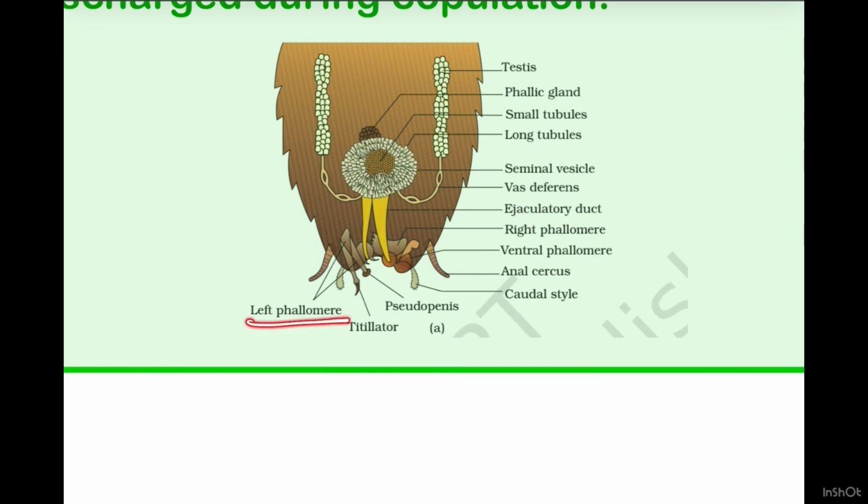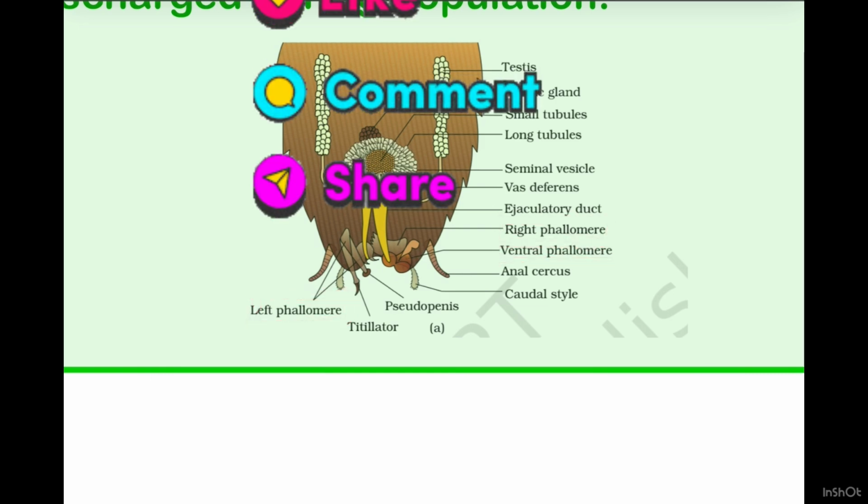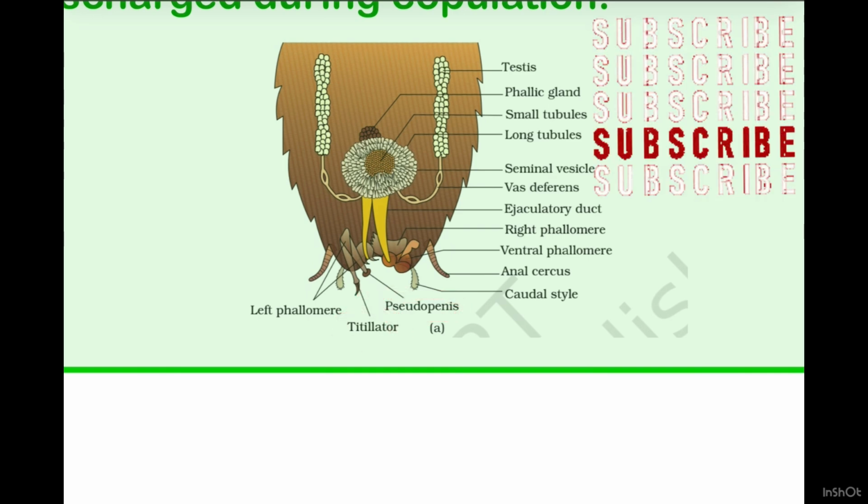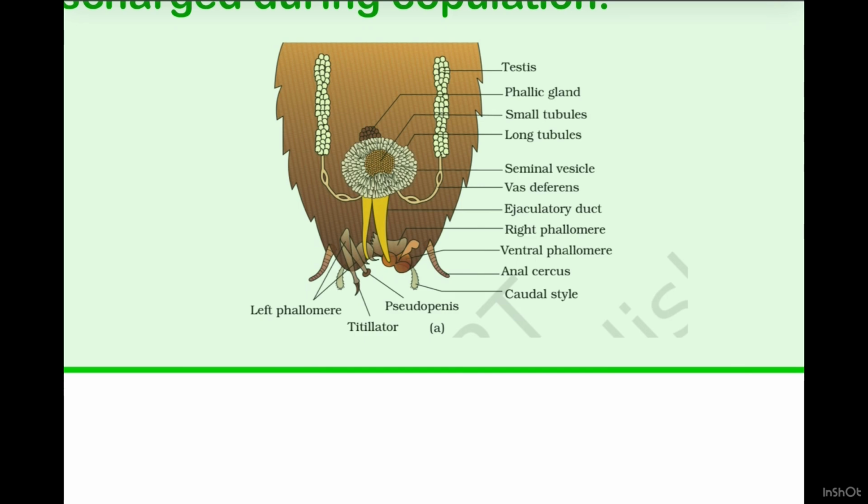Now we can see the left phallomere, ventral phallomere, and right phallomere, three are there. The left phallomere consists of the titillator and pseudopenis. Diagram based question: titillator and pseudopenis will be present at the left phallomere. Okay. And when it comes to the mushroom gland, long tubules and small tubules are present.